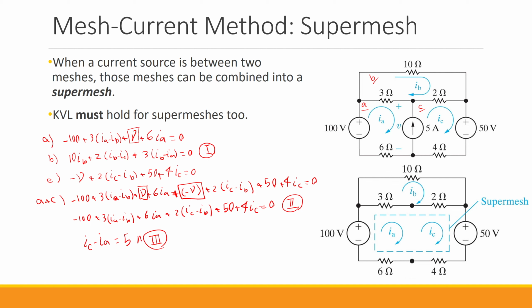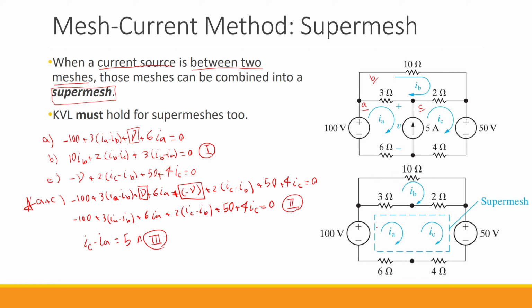So what if we want to get rid of this intermediate step? That's when I'm going to introduce the concept of a super mesh. So when we have a current source that is common between two meshes, we can combine those two meshes into a super mesh. So if I conceptually eliminate this current source, I can say we have this larger super mesh here.